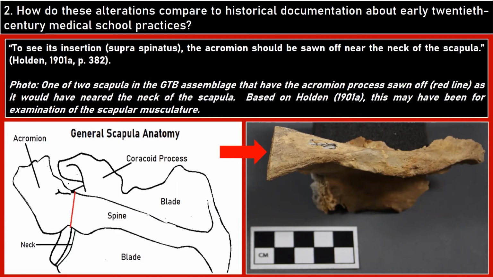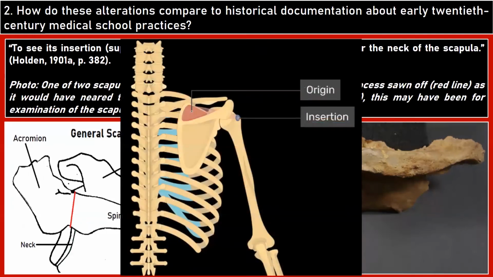From Holden, we can infer that such cuts may have been done in part to better observe shoulder musculature, such as he mentions in his quote, the supraspinatus insertion, which is located on the top of the humerus, which is the large upper arm bone. This area of the humerus is mostly hidden by the acromion of the scapula, so it makes sense to remove the acromion to observe this muscle insertion. This particular type of removal of the acromion would also allow further view of the thoracic inlet structures.